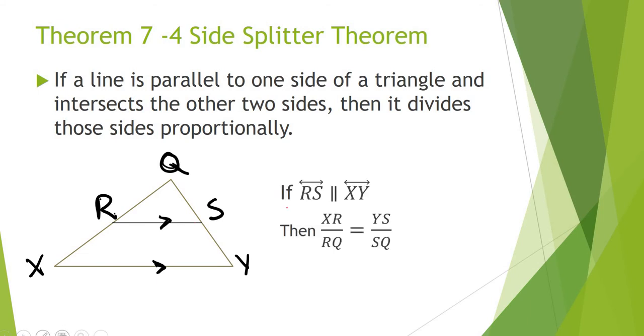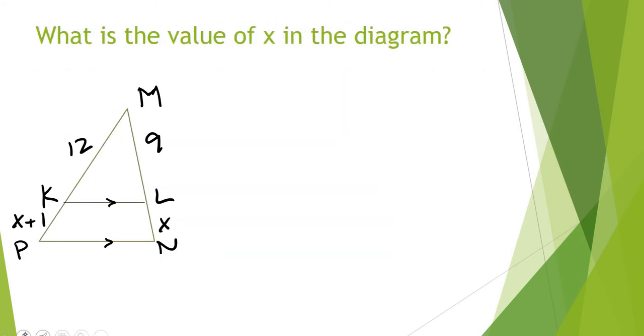So in other words, if RS is parallel to XY, then XR over RQ is proportional to YS over SQ. So that's the side splitter theorem. A parallel line to one of the sides of a triangle splits the other sides into proportional pieces. All right, let's try a problem with this.